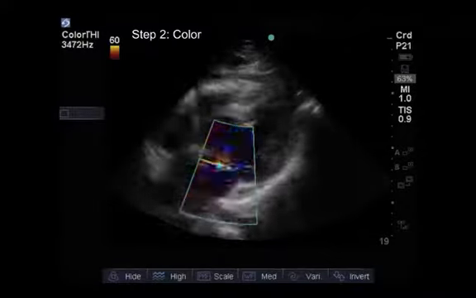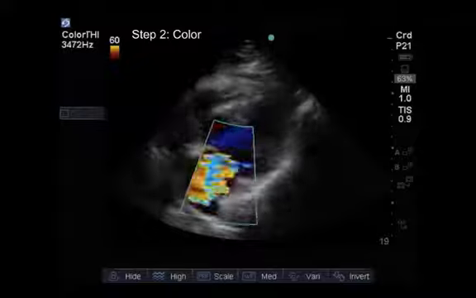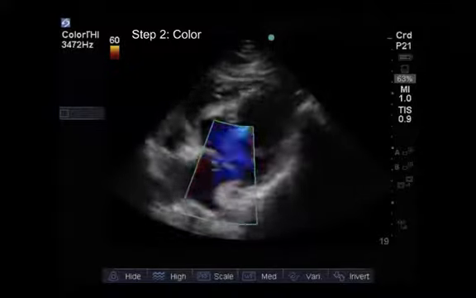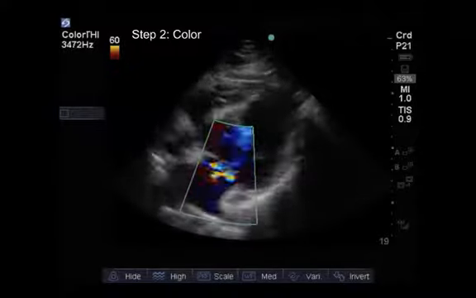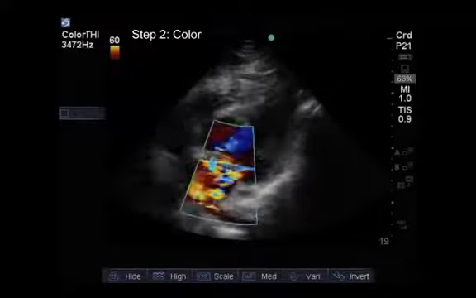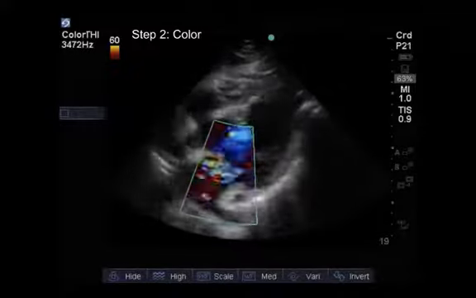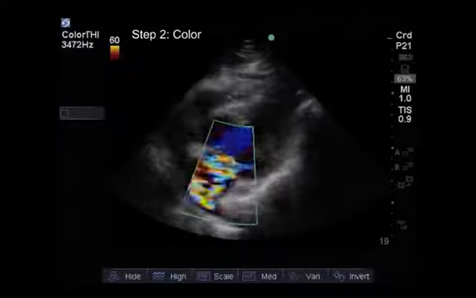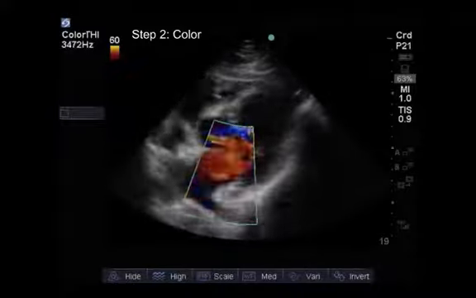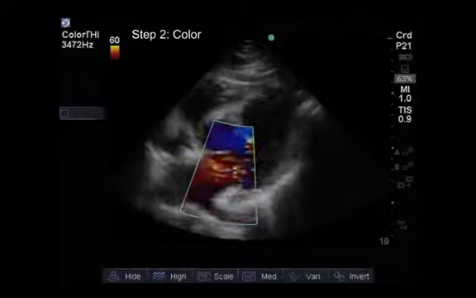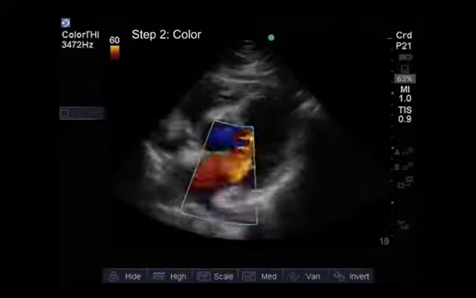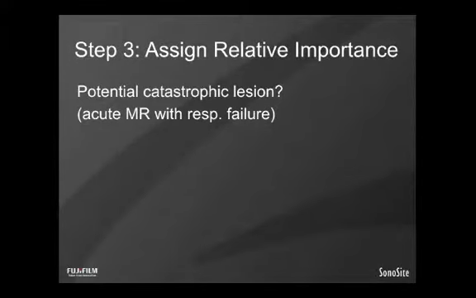And lo and behold, now the valvular assessment demonstrates a significant mitral regurgitant jet, which completely opacifies the left atrium as we apply step 2 of our valvular technique. And we now can identify we have somebody with severe mitral regurgitation by color criteria, and we now must move on to assign the relative importance.